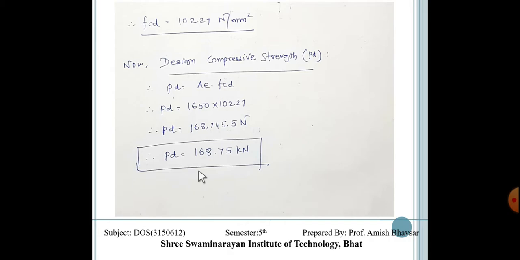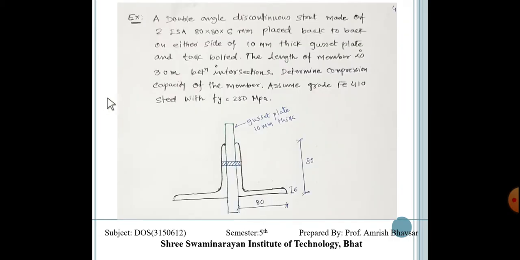So whenever this angle is used as a strut, it can take up to 168.75 kilonewton force as a compressive force. Clear? Now we have some different case.